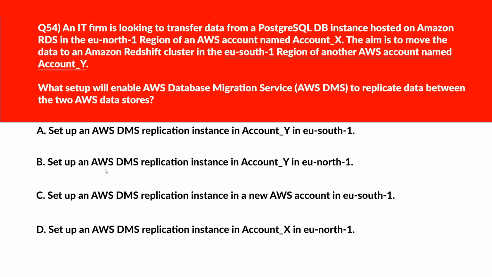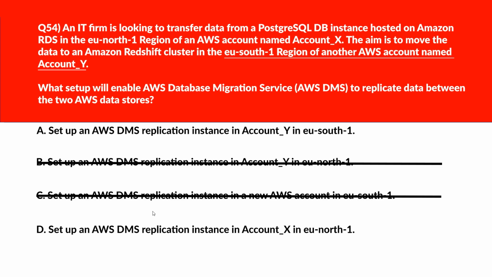Option B, if you look, the replication instance should be in the same region as the target database, that is EU South 1, right, to minimize the latency and ensure efficient data transfer. On that ground, option B is wrong. Let's move to option C. Option C, if we look, using a new AWS account complicates the setup without any additional benefit. It should be in the target account, that is account Y. Let's eliminate this. Let's move to option D.